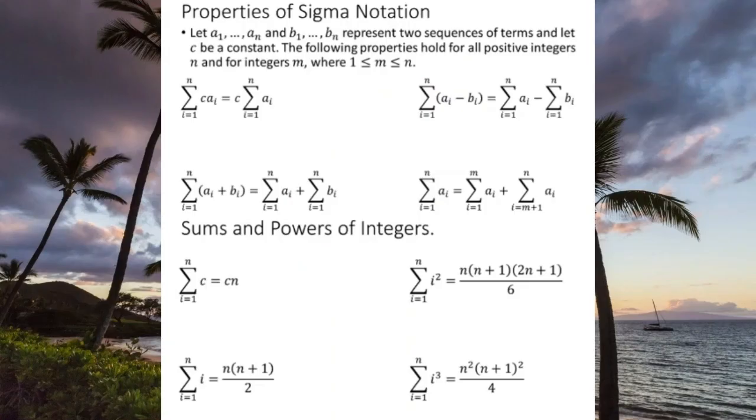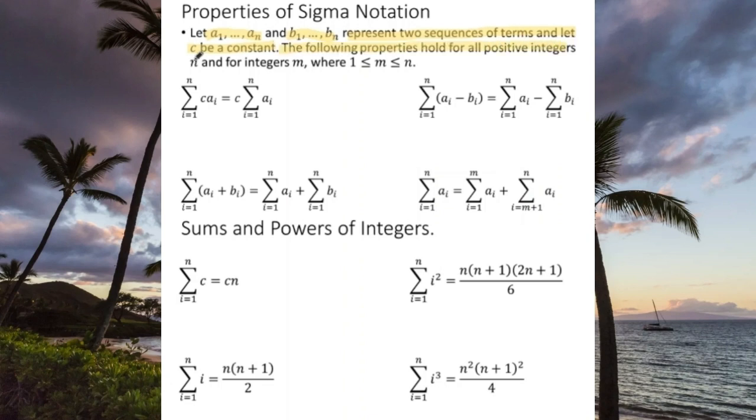Now we're going to discuss some properties of sigma notation, along with rules that we can use to quickly find the sum of sigma notation in certain circumstances. First, we'll talk about the properties. For these properties, we're going to let a_1 through a_n and b_1 through b_n represent two sequences of terms, and we're going to let c be a constant.